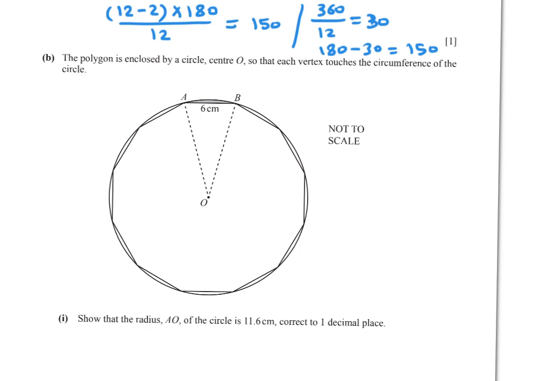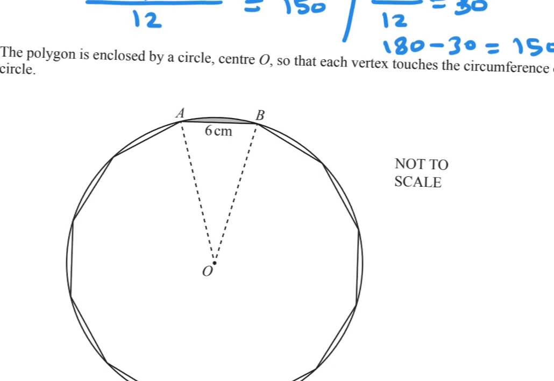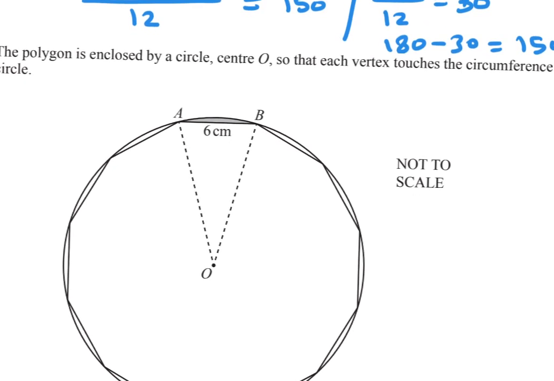B, the polygon is enclosed by a circle, center O, so that each vertex touches the circumference of the circle. Show that the radius AO equals 11.6, correct to one decimal place. The interior angle for this polygon is 150. Now, from symmetry, if we divide 150 by 2, this angle is 75, and the same, this angle is 75.